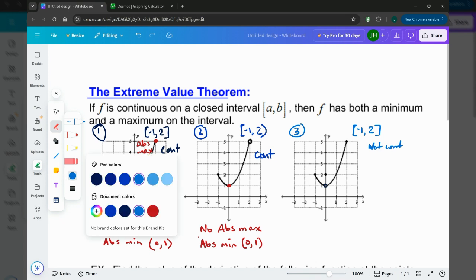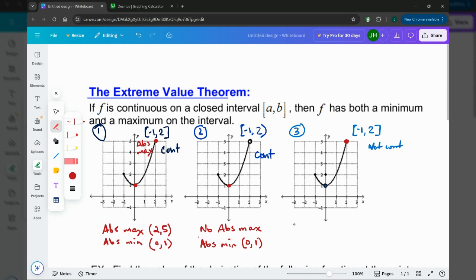So again, does this have an absolute max and min? It certainly has right there an absolute maximum. And again, that absolute maximum value is 5, and it's located at 2. So the absolute maximum is the coordinate 2, 5. Now, if you look down here, there's an open circle. This one has no absolute minimum. Now, here's the thing. If a graph is not continuous, that doesn't mean it doesn't have an absolute max and an absolute min. It just means it's not guaranteed.